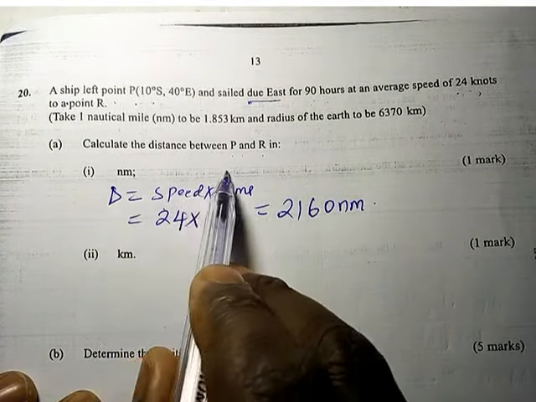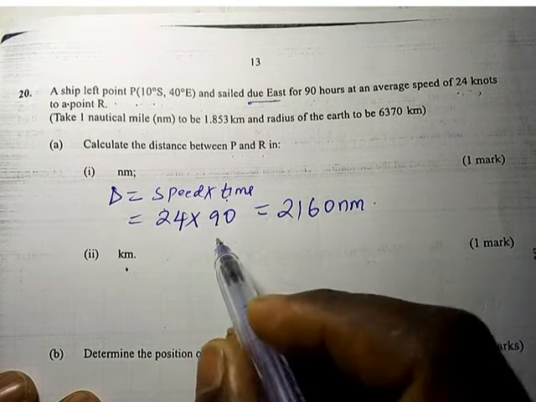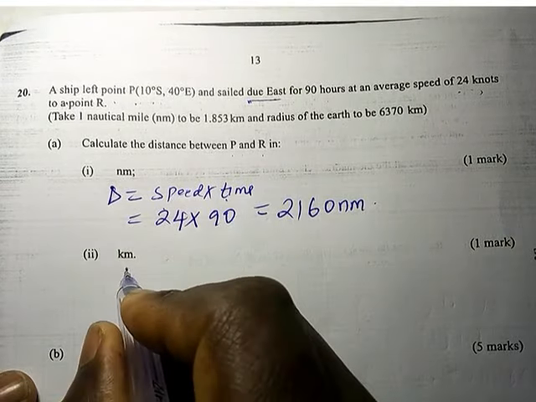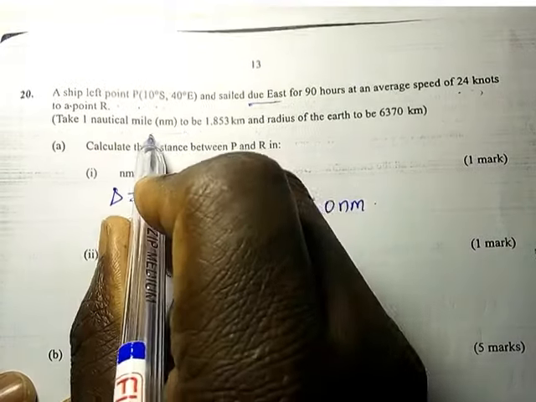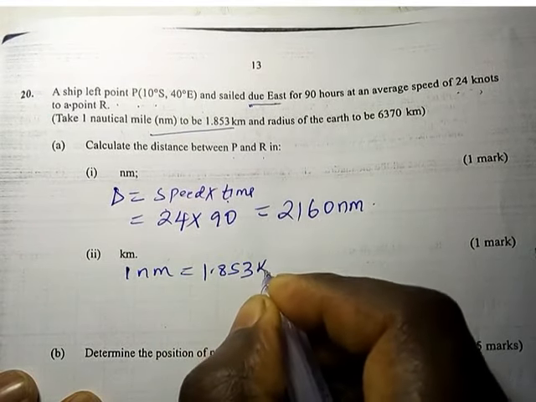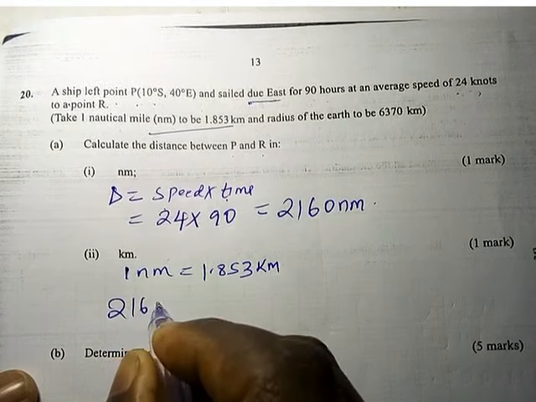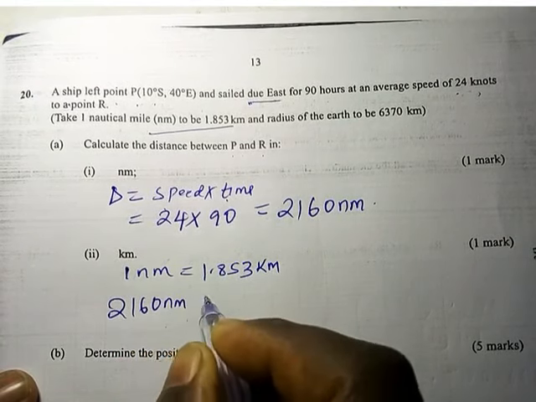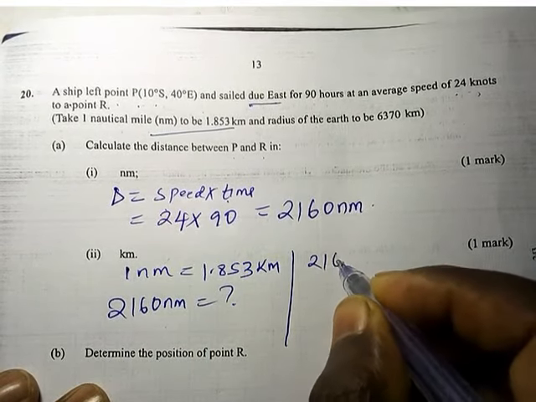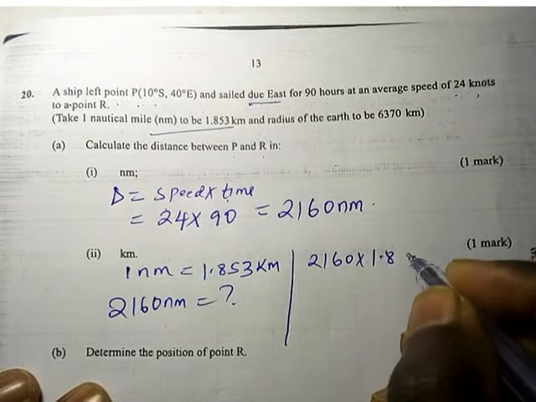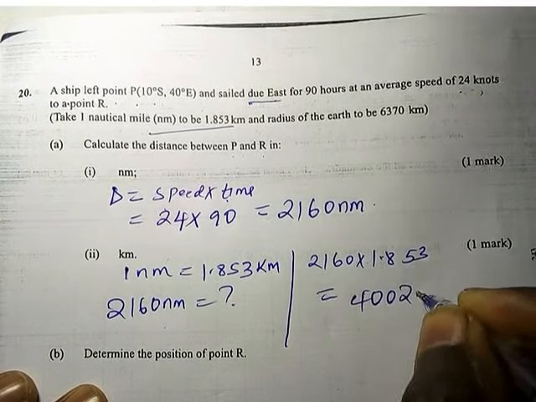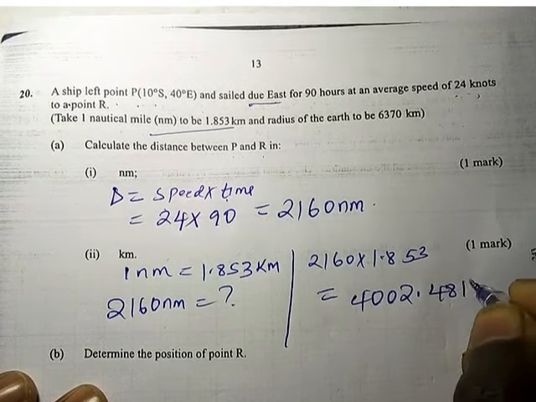So calculate the distance in kilometers. We have nautical miles now, but we know 1 nautical mile is equal to 1.853 kilometers. So 2160 nautical miles will be what? It is 2160 times 1.853. That is 4,248 kilometers.